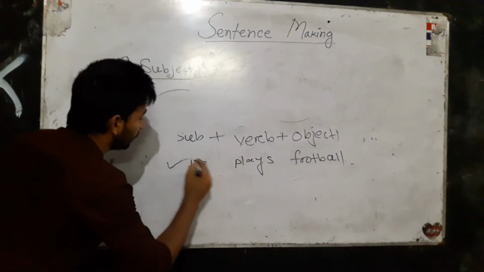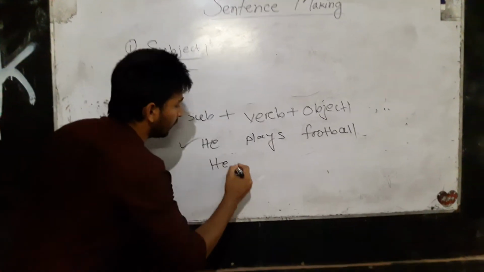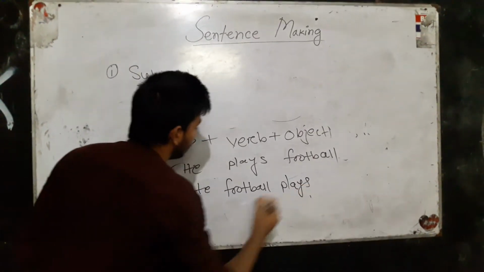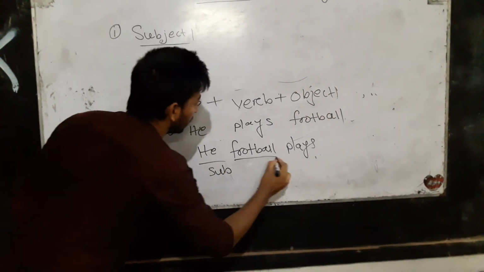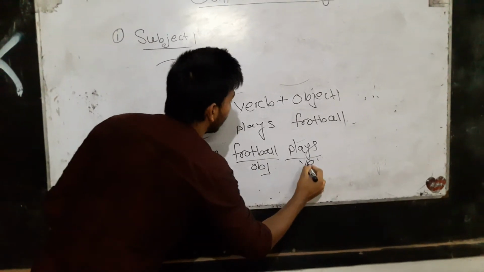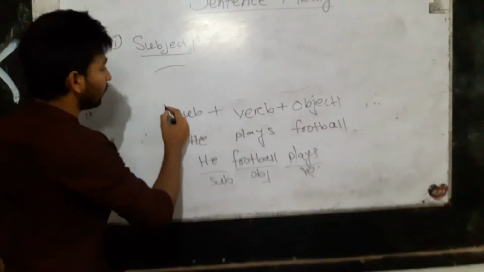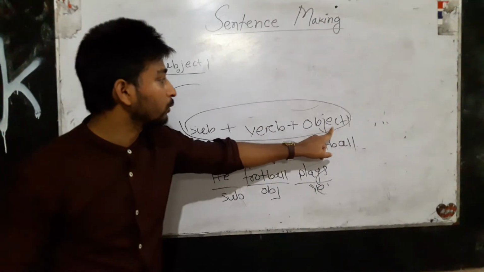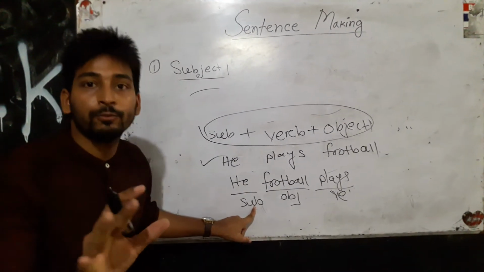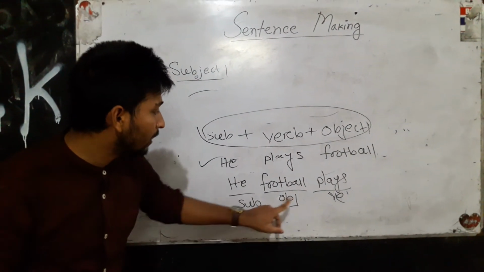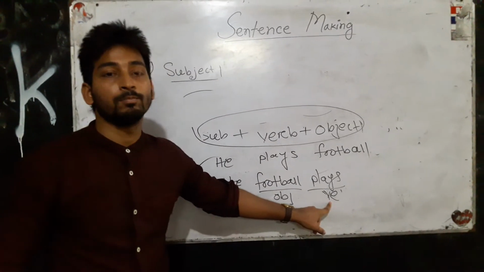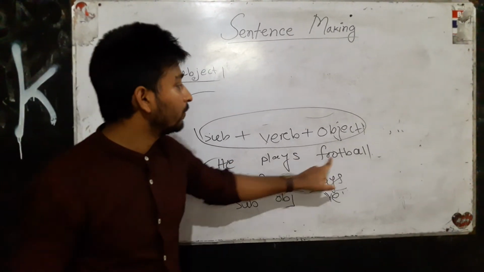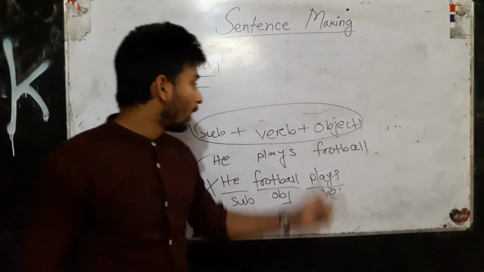But if I write it this way, that he football plays, that means it's subject, it's object, and it's verb. But our structure was at first subject, then we have to use verb, then we have to use object. But here I have written a sentence by using subject, then object, then verb, but it's incorrect. I have to write it this way: subject, verb, and object. Okay, guys, hope you have understood very well.